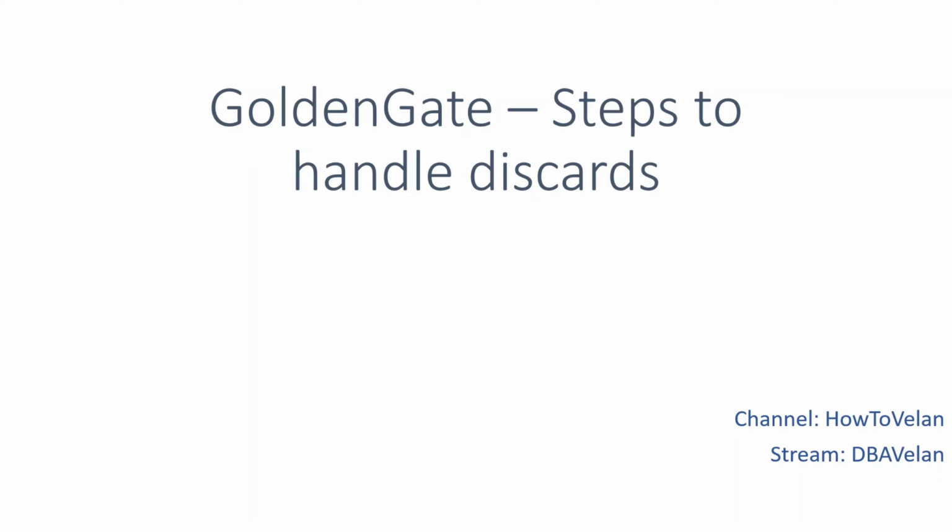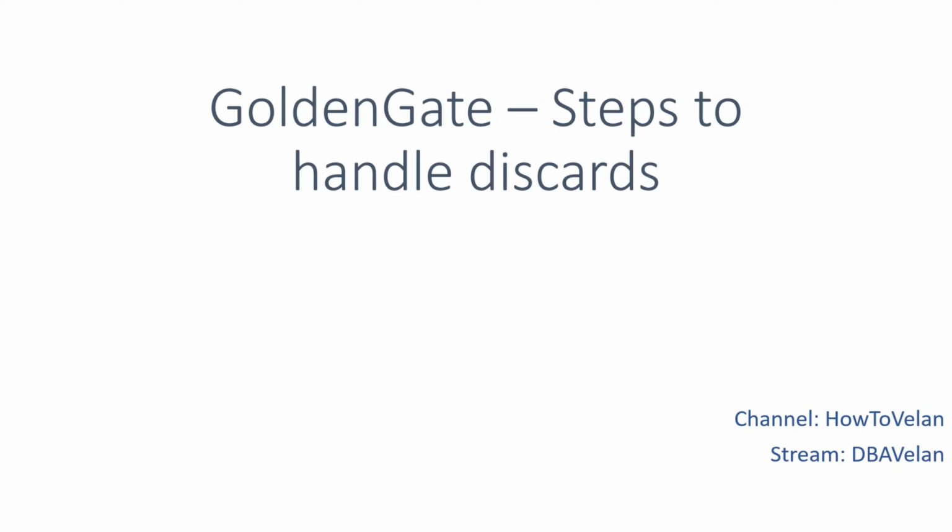Today in this video, we are going to see how to handle discards in a GoldenGate setup. The scenario is a very specific one, wherein in the source you have a set of tables that don't have a primary key or unique key with not null constraint. Such a table has to be replicated to the target, and that has to replicate properly.